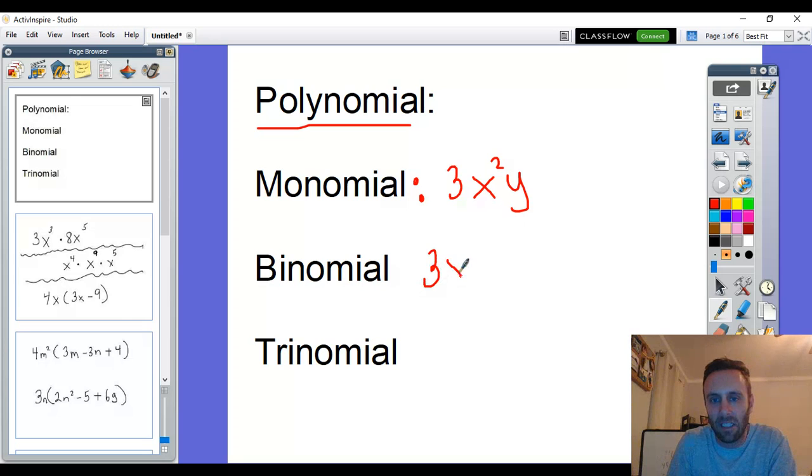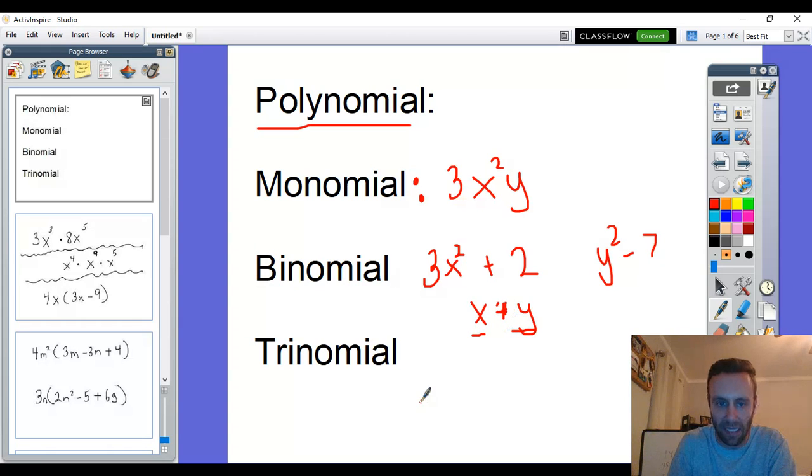Binomial means there's two of these. So, for instance, 3x squared plus 2, that's a binomial. y squared minus 7 is a binomial. Even x plus y is a binomial because there are two monomials, and you can either have a plus sign or a minus sign. Trinomial means there are three of them.